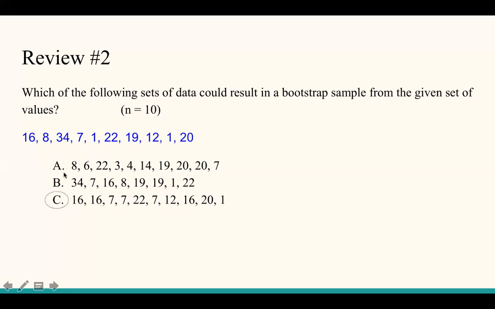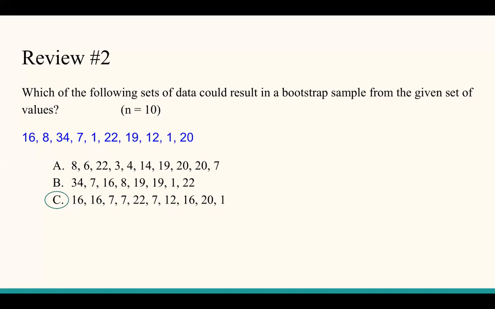All right, so awesome. Our answer here is C. So really the 2 main factors in answering this question are making sure that the number of values equals the number of values from the original sample. Since our n equals 10 from the given set of values, we want to make sure our bootstrap sample n equals 10 as well. So B has 8 values, I think, so that wouldn't work because our bootstrap sample needs to have 10.